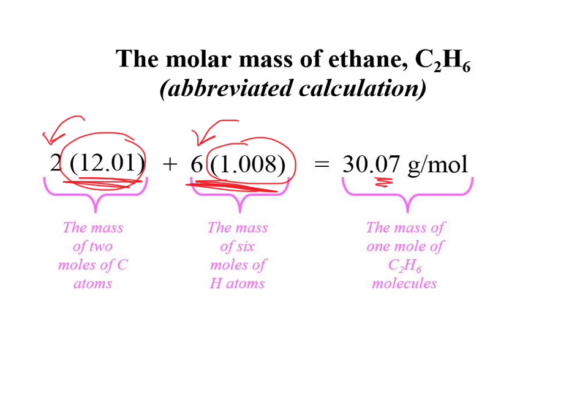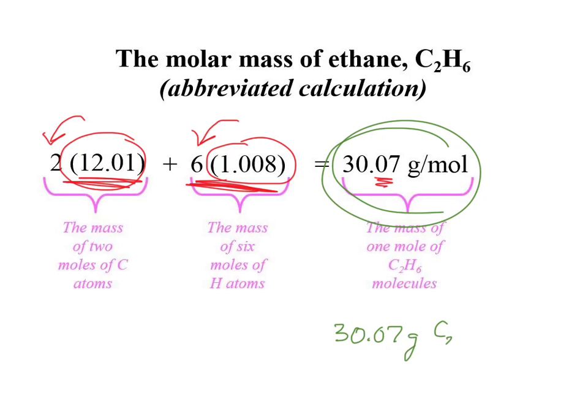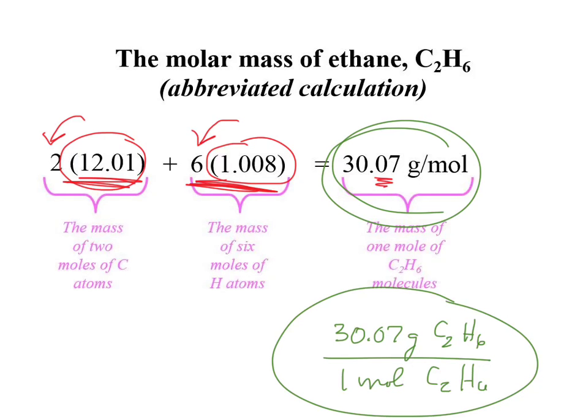Okay? So that's the abbreviated way, and that's how I would do it. But I want to remind you, sometimes we get in a hurry on our test or our homework, and we don't show this calculation of molar mass, but you need to. So I talked about unpacking things. If I unpack 30.07 grams per mole, what that really means is 30.07 grams of C2H6 per 1 mole of C2H6. That's what it really means.